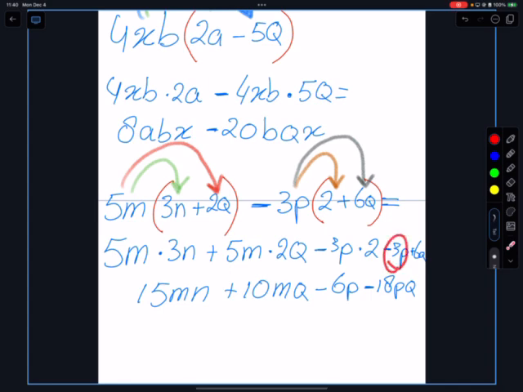It's negative 3p multiplied by positive 6q. It's negative 18PQ. You cannot add them together. Why not? MN is not the same as MQ. It's not the same as P. It's not the same as PQ.